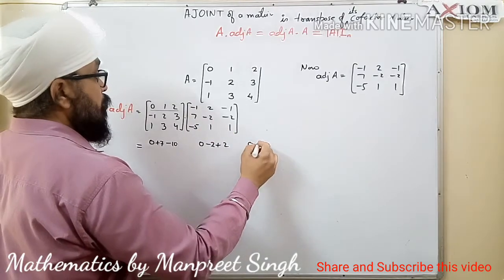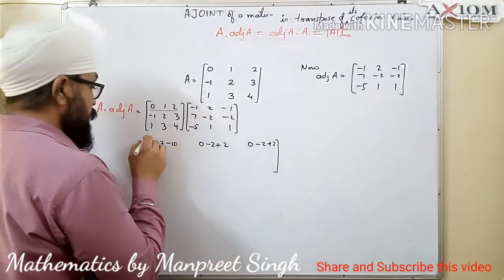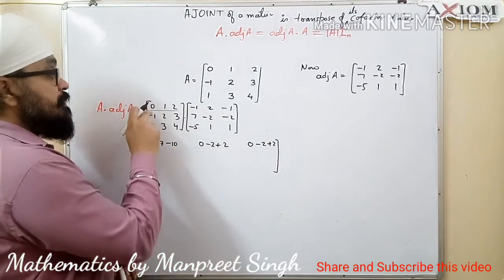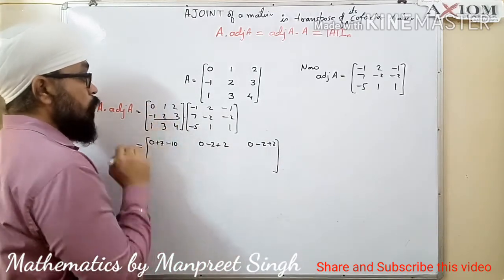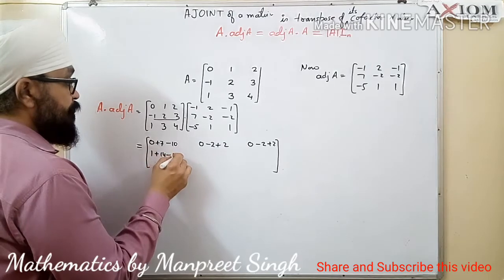It is 0 minus of 2 plus of 2. So this is over. So I have to pick the second row. Now take the second row and multiply in the same way. We are getting 1, we are getting 14, we are getting -15.